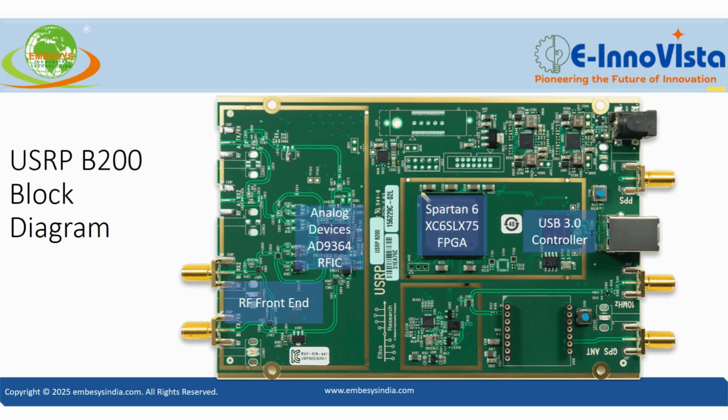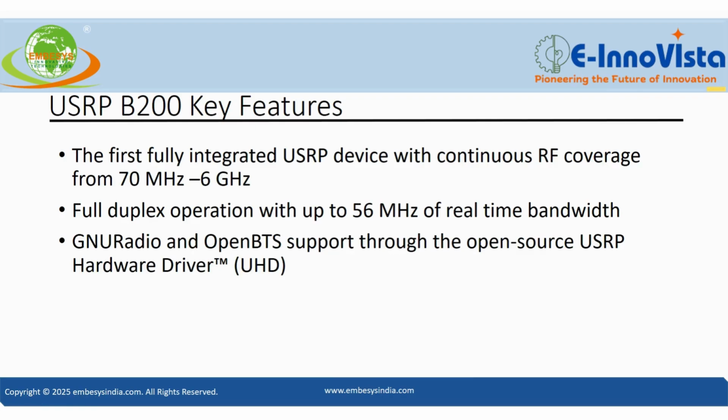Inside are the Xilinx Spartan 6 XC6SLX75, which is the FPGA IC, and the Analog Devices AD9364, which is the RFIC, connected to the RF front end where there are two SMA connectors. One is the TX/RX, which can be used as a transmitter as well as a receiver, and the second one is the receiver, RX2 channel. The USB 3.0 controller is also available. So these are the basic blocks and functionalities of the USRP B200 device.